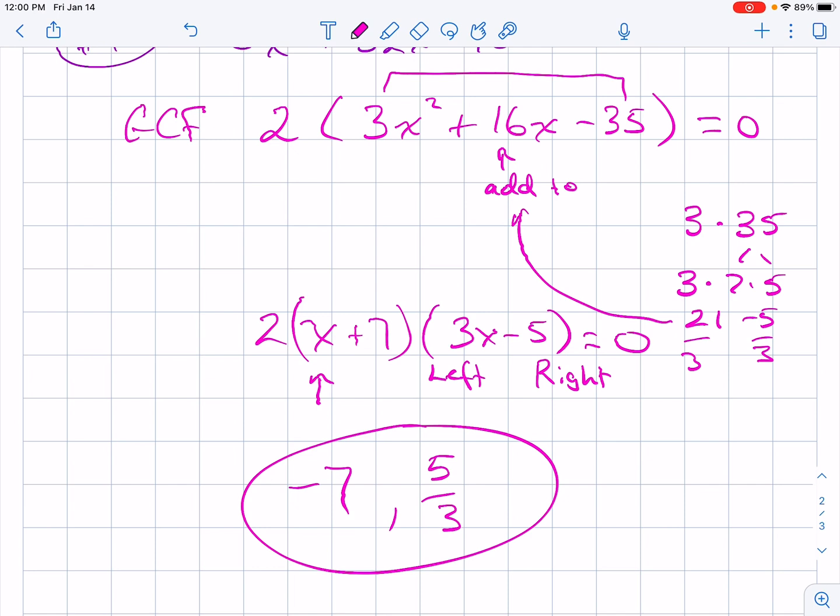Don't put your answers in parentheses because then it looks like you're saying it's a coordinate, it's a point. This is actually two different points on the x-axis. So keep them out of the parentheses. We'll just put a comma in the middle to say, hey, there's two numbers that will make this equal to 0. They are negative 7 and 5/3.